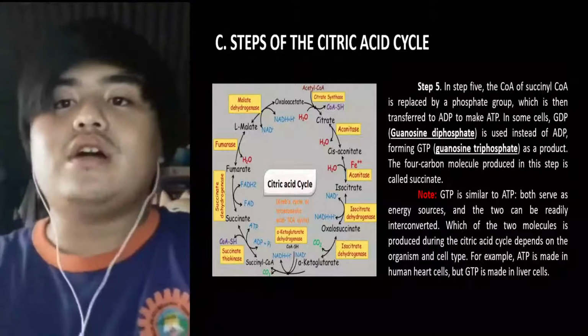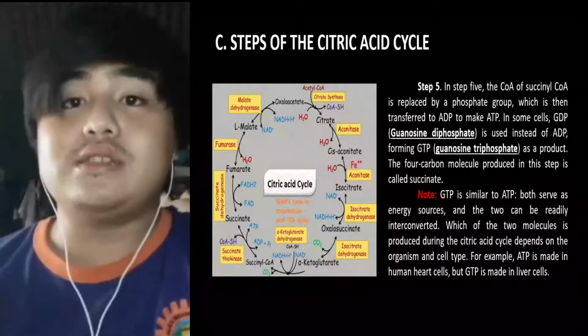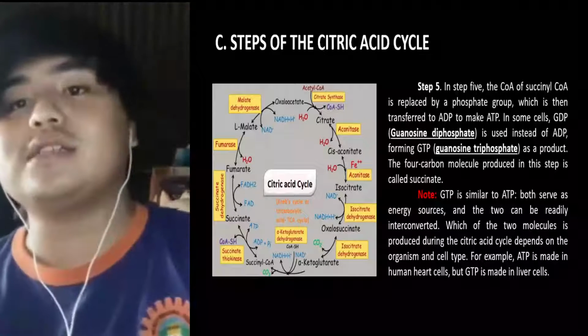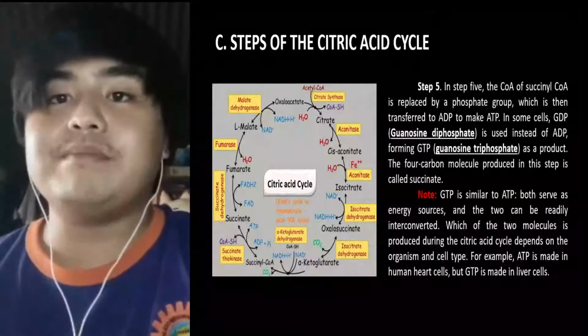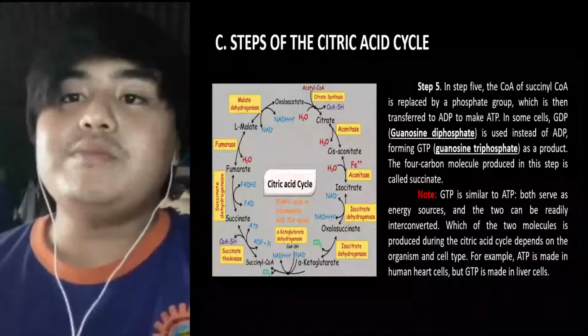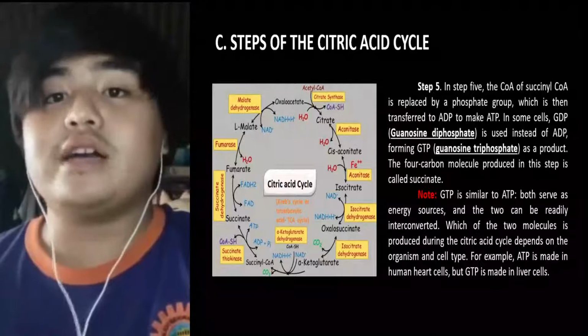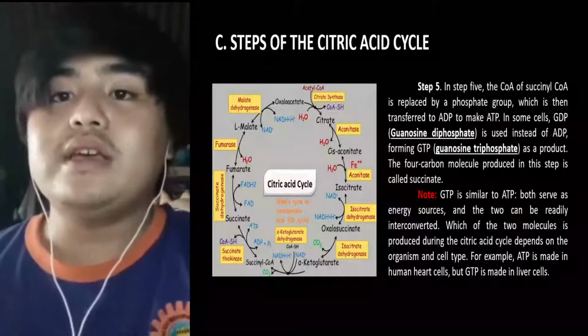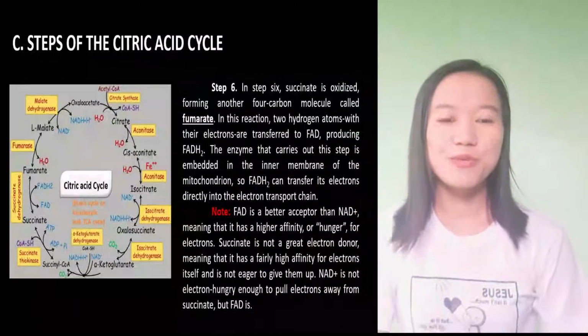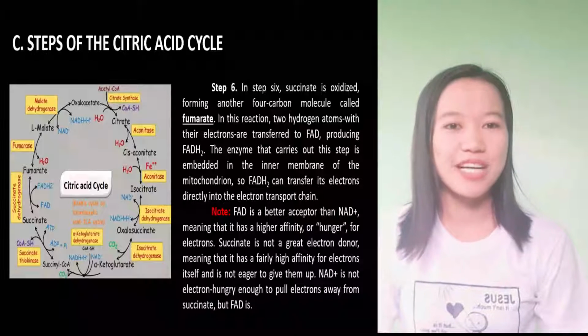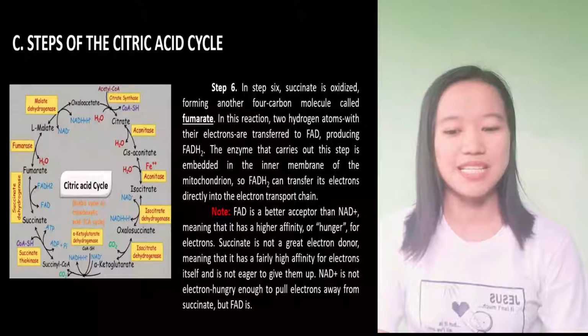Which of the two molecules is produced during the citric acid cycle depends on the organism or cell type. For example, ATP is made in human heart cells, but GTP is made in liver cells. So now we will proceed to the next step in the citric acid cycle, which is step 6.